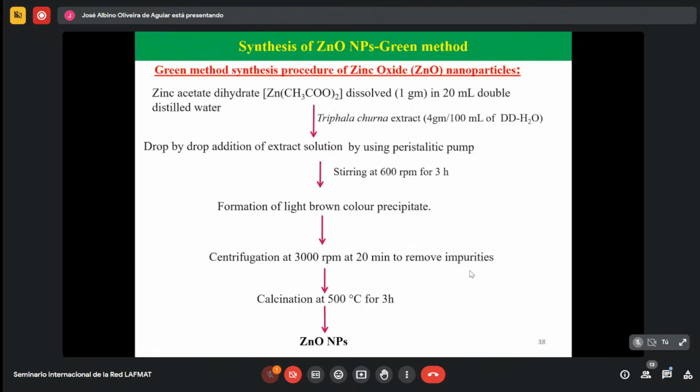Yeah, so this is the possible mechanism for the reduction of methylene blue and Congo red. While the dye molecule is in the presence of the catalyst, how does the reaction happen?